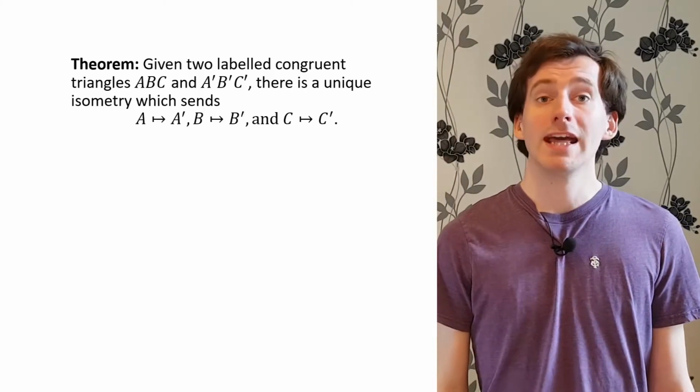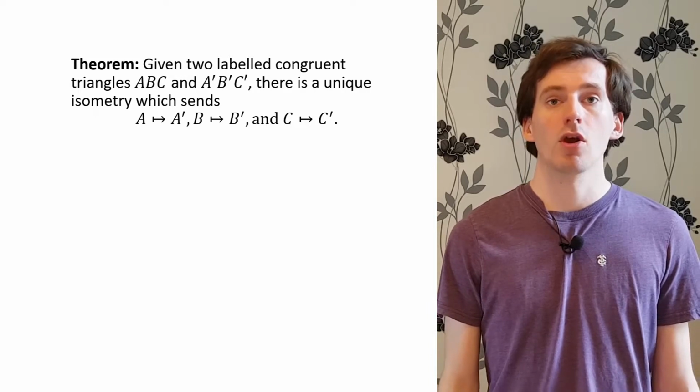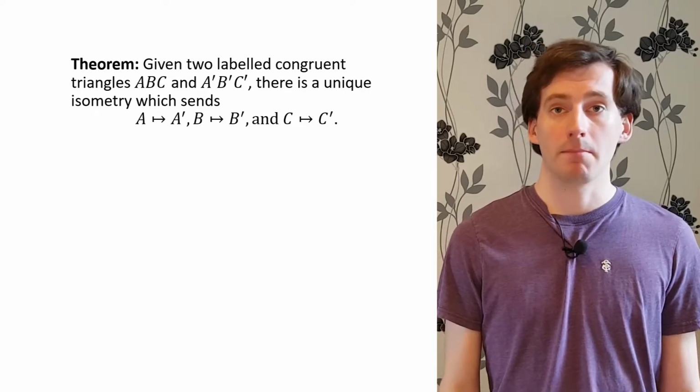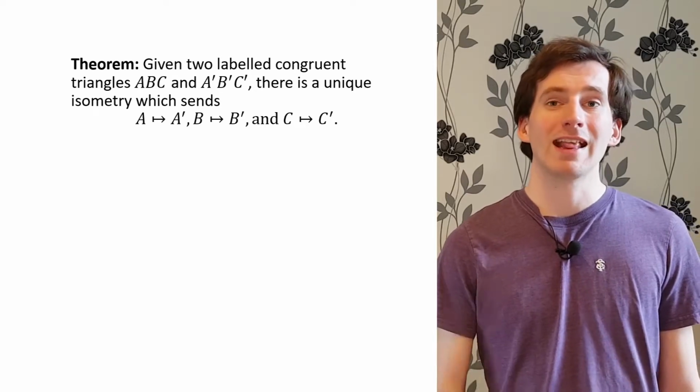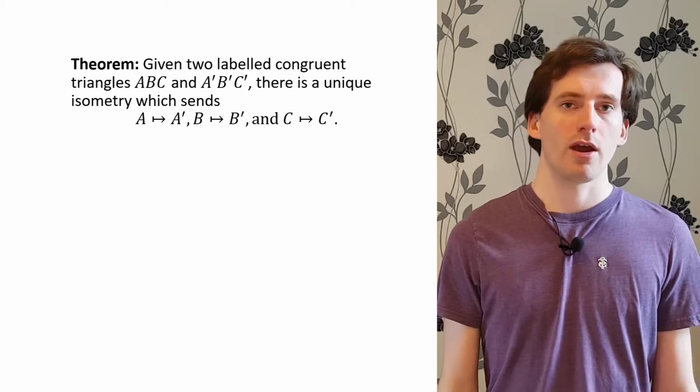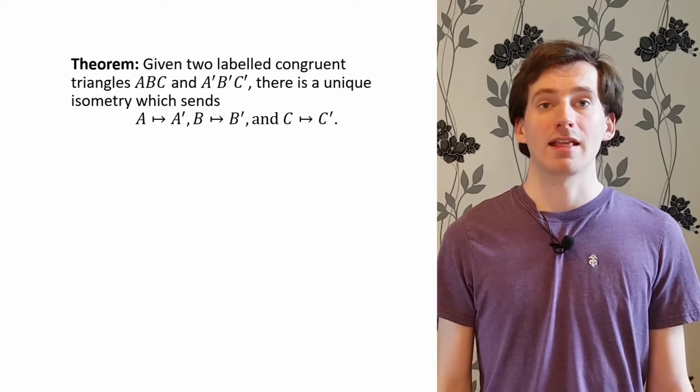It turns out that there is in fact a quite beautiful and simple answer to the problem. It takes the form of the following theorem. Theorem: given two labelled congruent triangles ABC and A'B'C', there is a unique isometry which sends A to A', B to B', and C to C'.